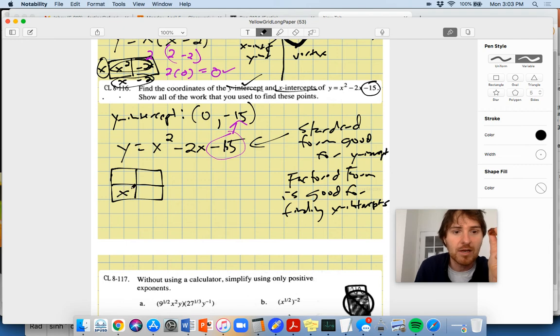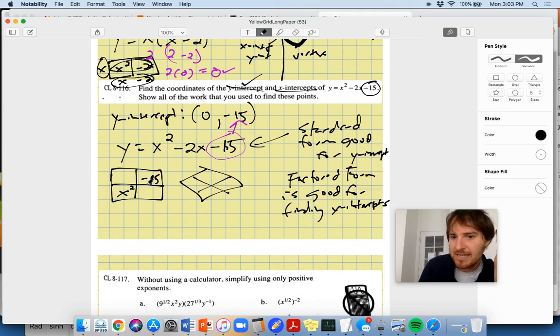I put my x squared here. I put my negative 15 here. I set up my diamond. Remember, my diagonal here needs to multiply to the same thing this diagonal will. I just need to figure out where my negative 2x is going to go. So I'm going to put negative 15x squared because that's what this diagonal multiplies to. This is also going to have to multiply to negative 15x squared, but it's also going to have to add to negative 2x here.